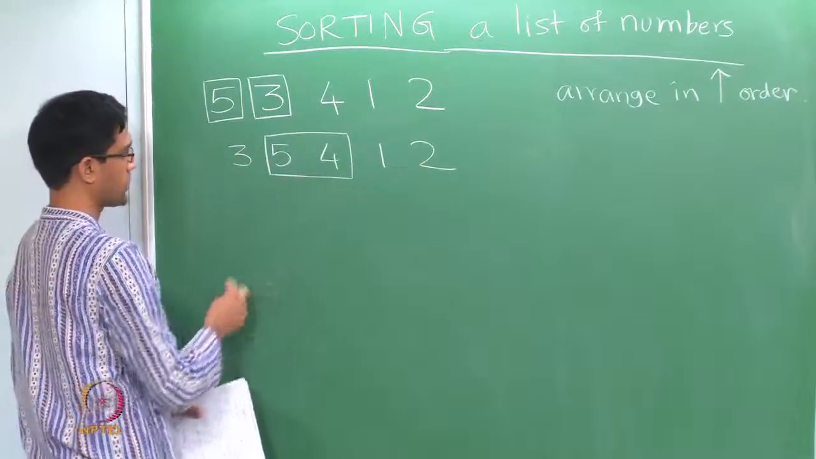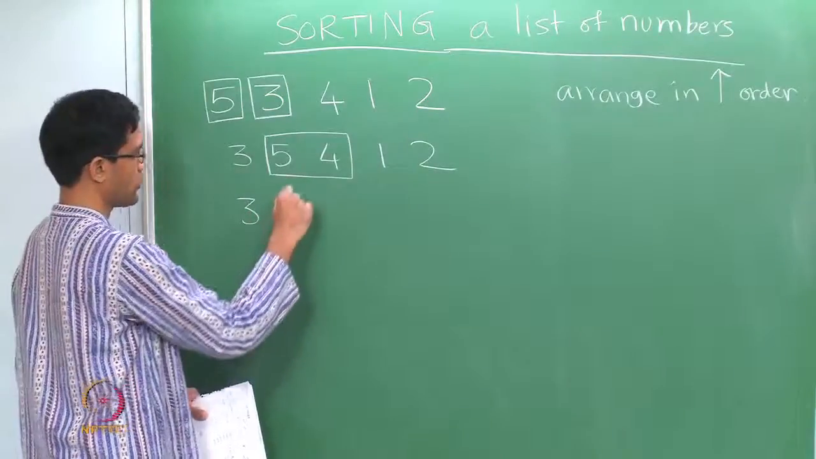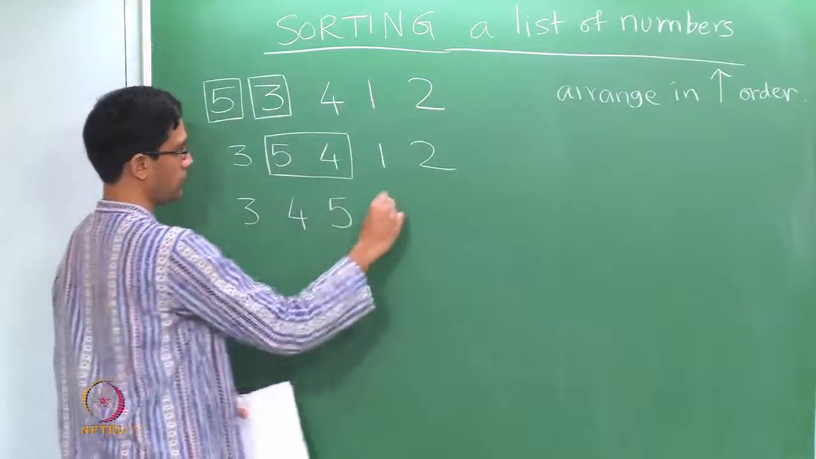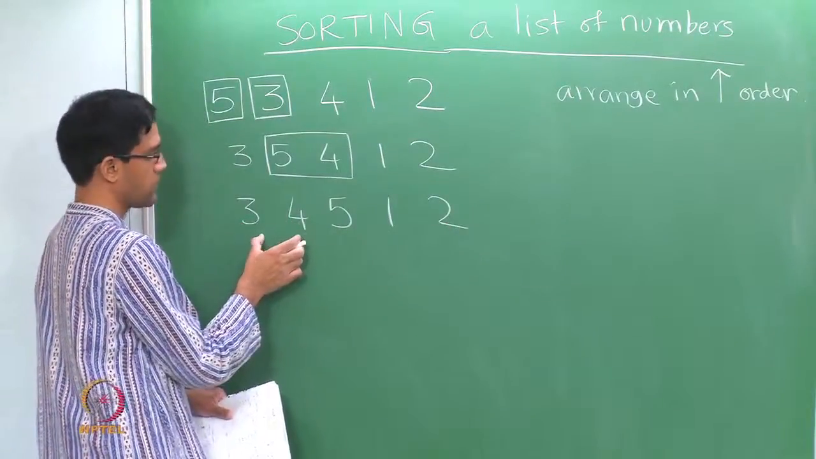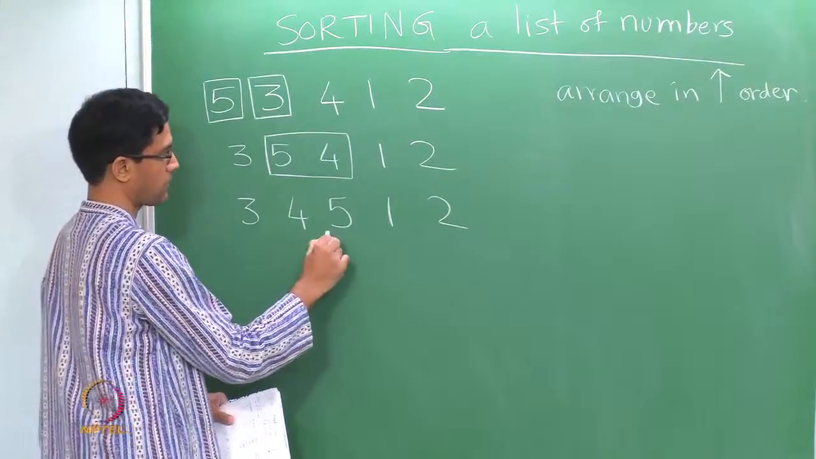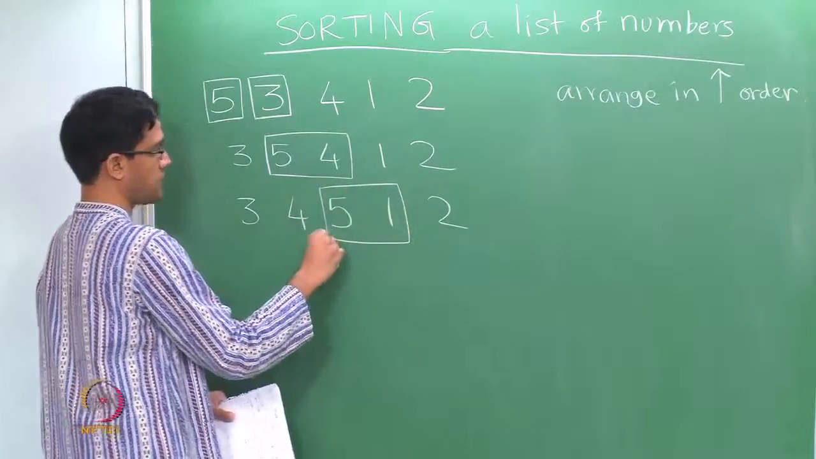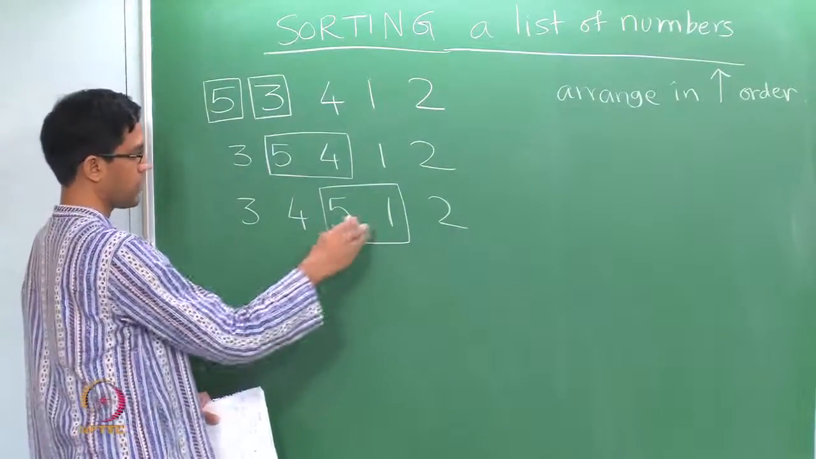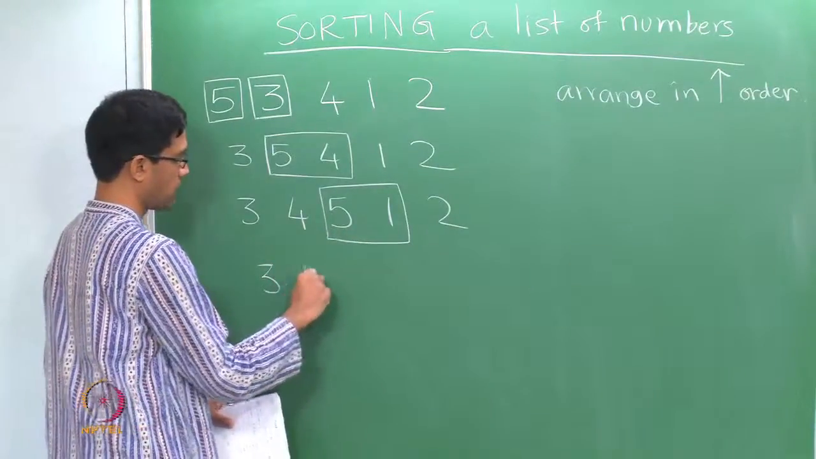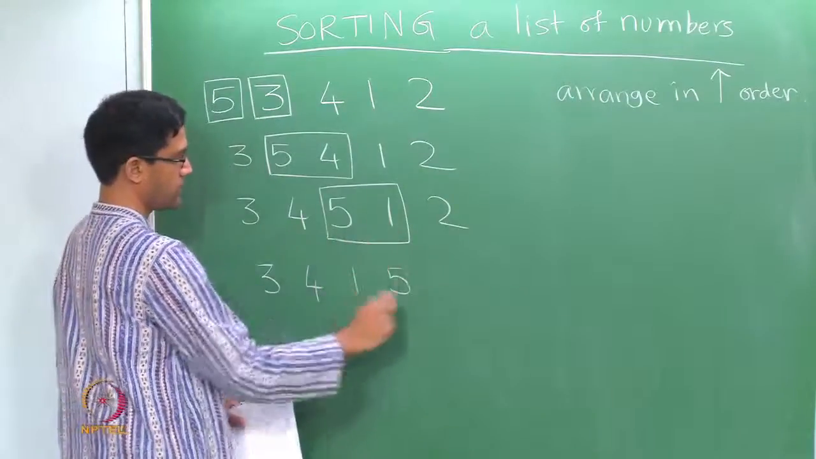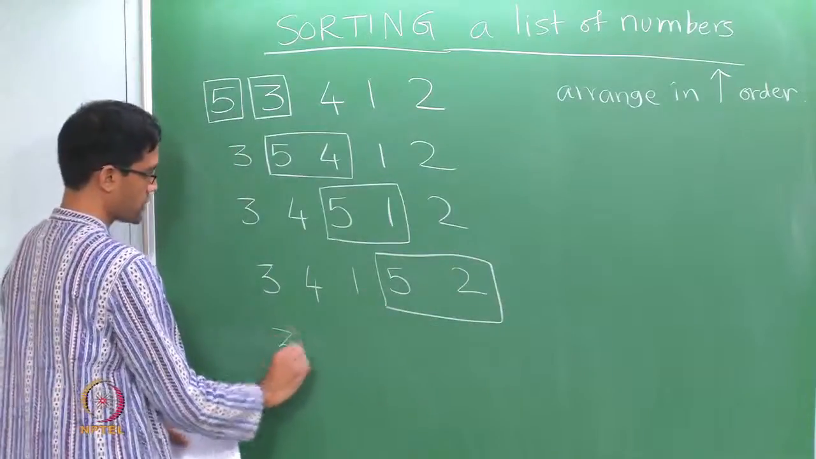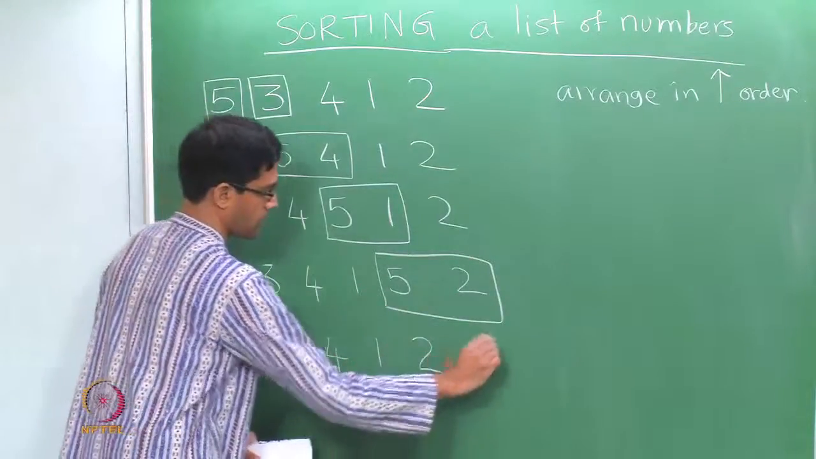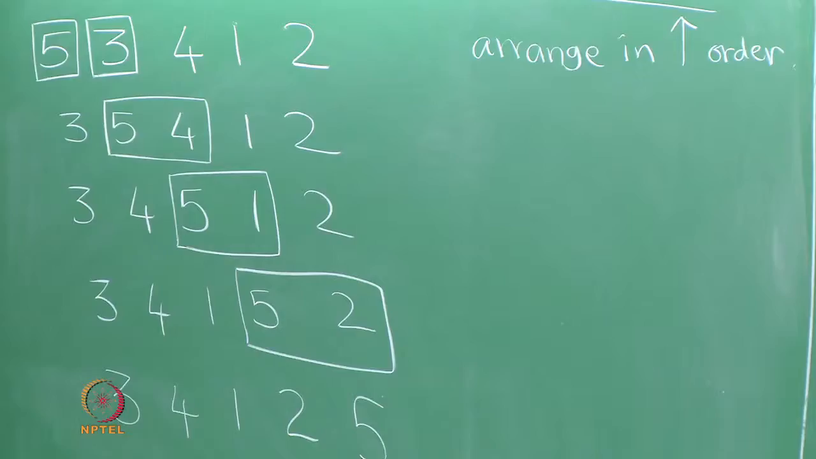So again 5 and 4, they are in the wrong order, so you interchange them, you swap them, you make this 3, 4, 5, 1, 2. Okay, so now the first two numbers and the second and third numbers are in correct order. So now you move on to the next pair, and again you swap them if they are in the wrong order. So in this case again you need to swap, so you interchange them, make them 1, 5, 2. And again you move on to the last two numbers, which in this case you again need to swap. So this is a sequence of lists that you generate.